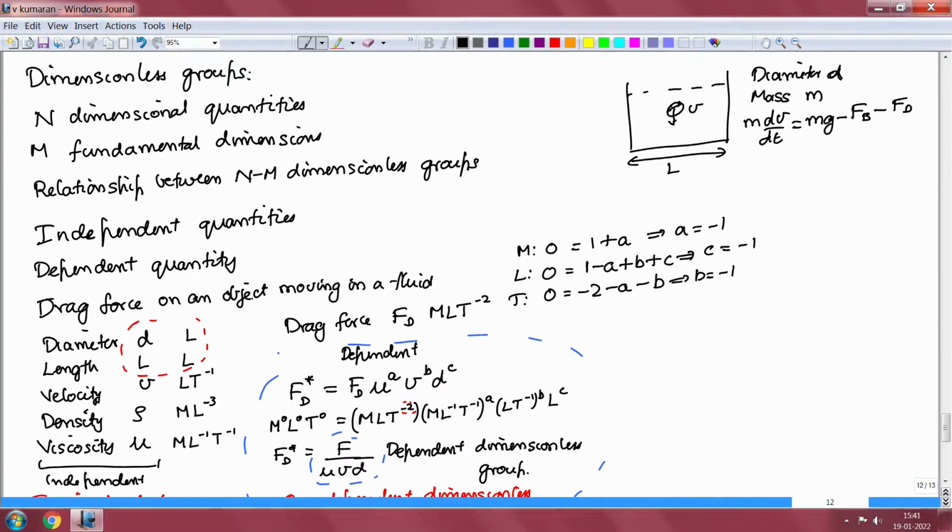Okay, welcome to our continuing discussion on dimensionless groups, dimensional analysis and dimensionless groups. I had discussed the fundamentals of dimensional analysis in the previous lecture. In any problem there is one dependent quantity which we want to calculate, and there is usually more than one independent quantity on which this dependent quantity depends.